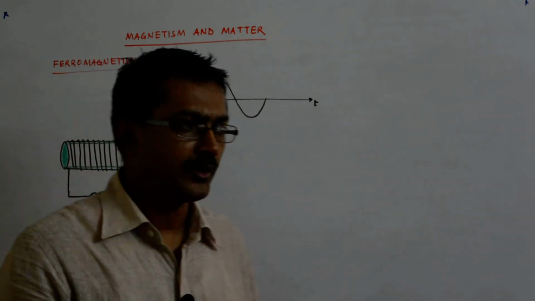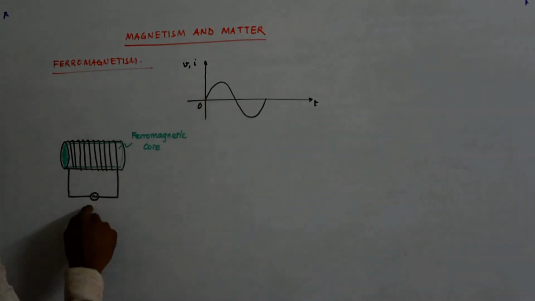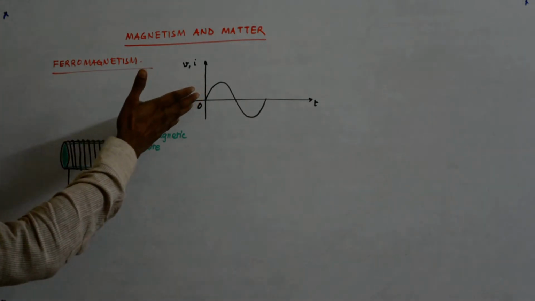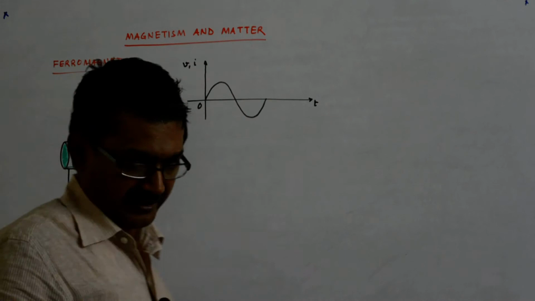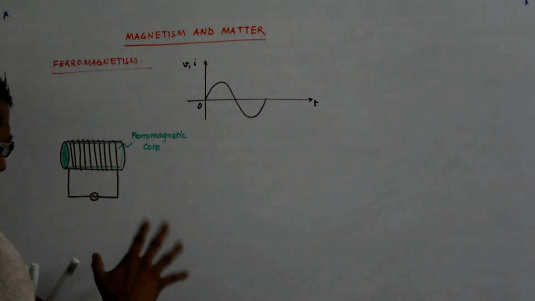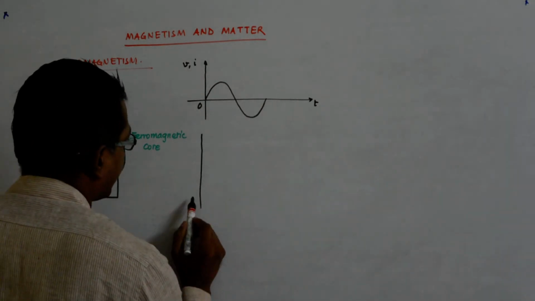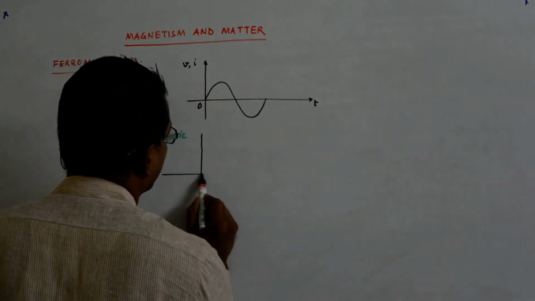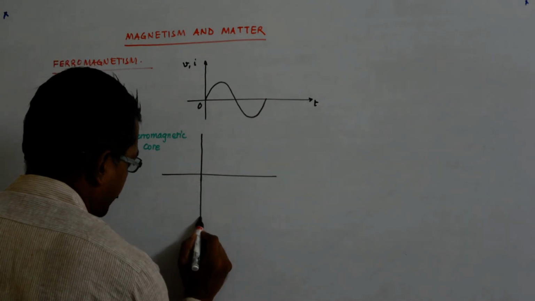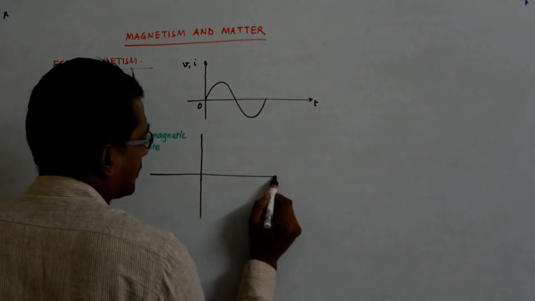Now what I'll be doing is I'll change this current, okay? So in this manner, though this change is very, very fast, we'll assume that it is becoming very slow. It's deliberately made very slow, and we'll try to see the response of the ferromagnetic material to it.